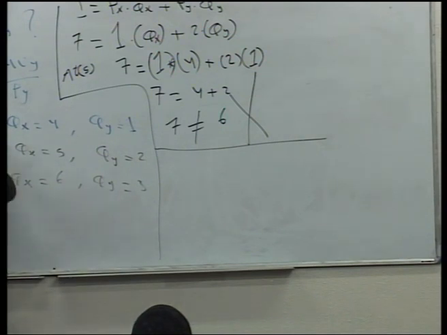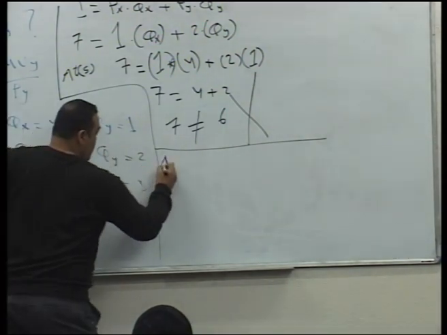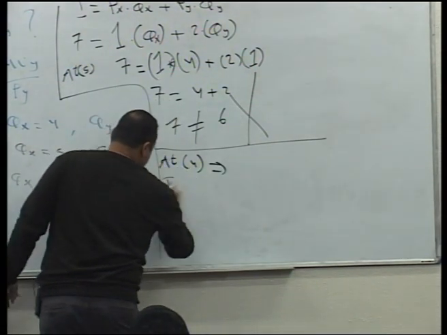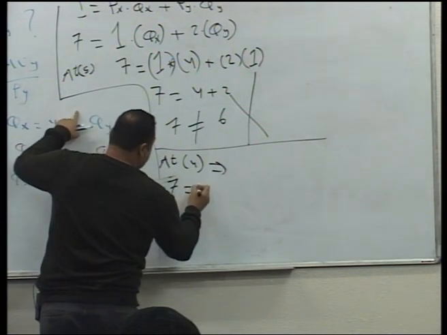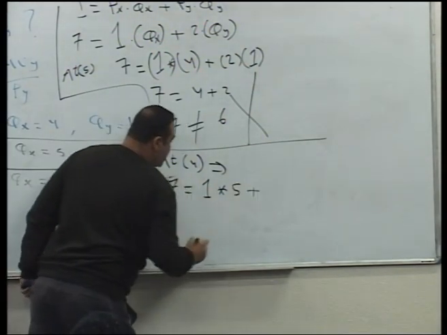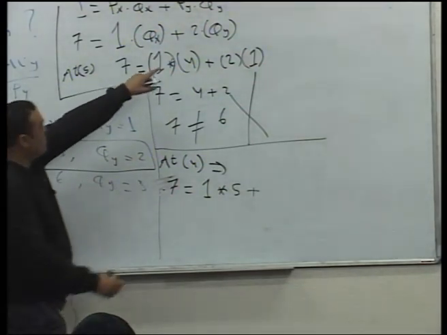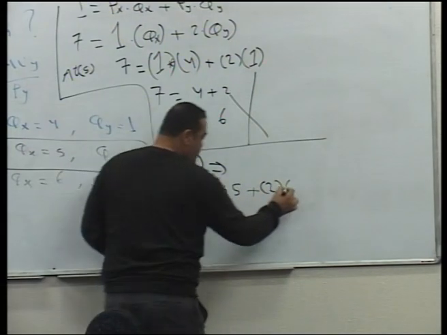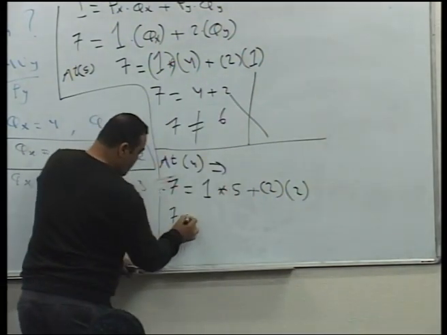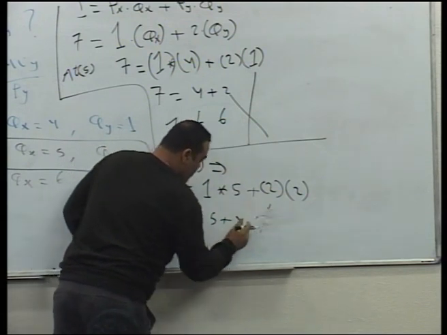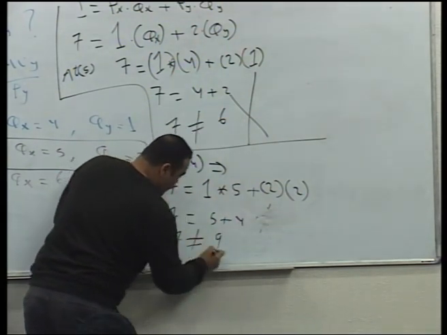Second case, at 4. At 4, income 7 equals 1 times quantum X 5 plus 2 times quantum Y 2. 7 equals 5 plus 4, doesn't equal. Here it will come out that 7 doesn't equal 9.